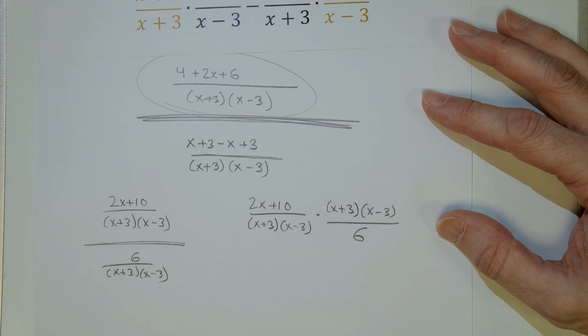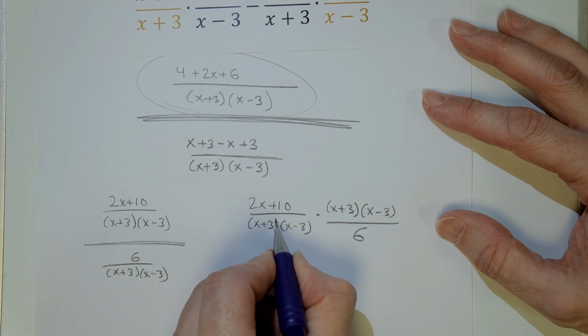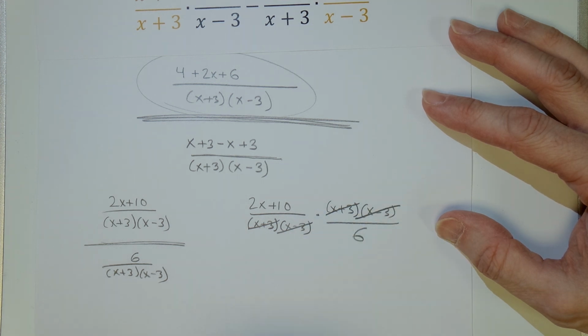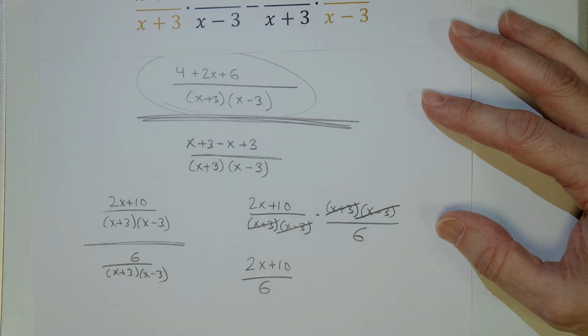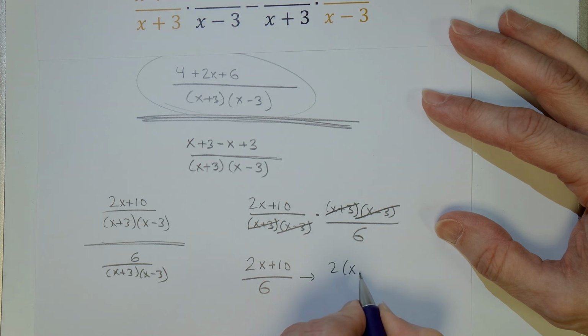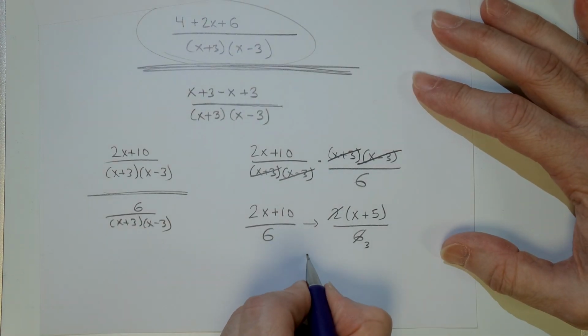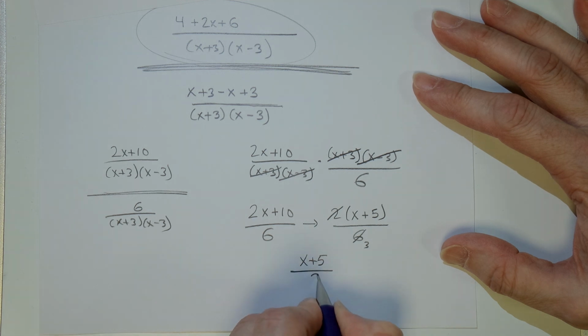I can reduce a bunch of stuff. The factors of x plus 3 reduce down to 1. The factors of x minus 3 reduce down to 1. And initially, I have an answer of 2x plus 10 over 6. But remember, I can factor out a 2 out of the numerator and write that as 2 parentheses x plus 5 over 6, and then the 2 and the 6 reduce, so that my final answer is now x plus 5 over 3.